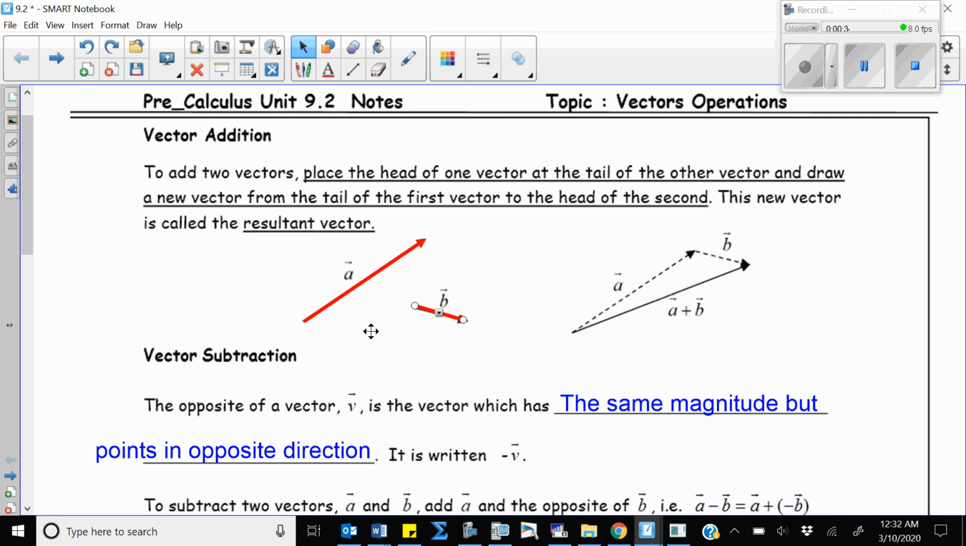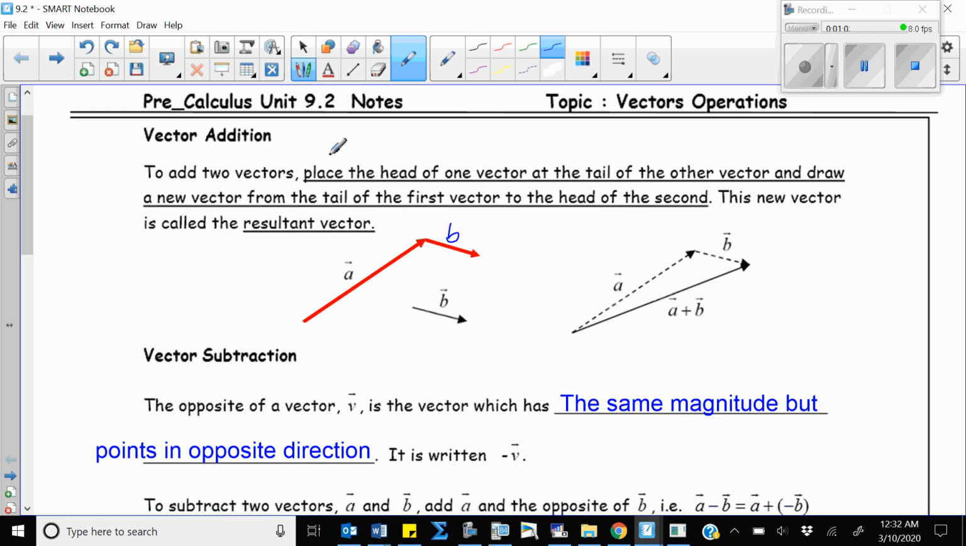So I'm going to take one of them, the b, and put the head of that on the tail of the other one. The initial point of a vector is called the head and the terminal point is called the tail. So I'm going to put the head of b on the tail of a. So it's going to be like this. The head will be on the tail of a. So this is vector b.